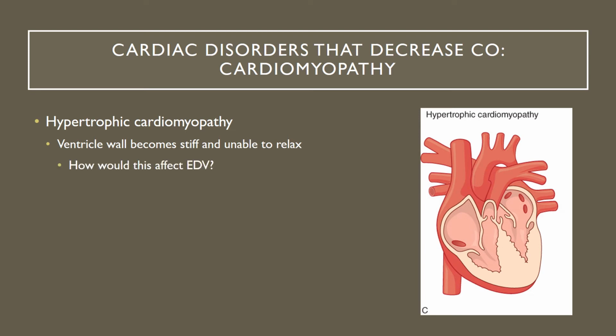So if the ventricular wall is stiff, how is this going to affect end diastolic function? So this is end diastolic volume. This is the volume at the end of diastole. What is diastole? That is ventricular relaxation. So we would expect end diastolic volume to decrease because the ventricular walls don't relax. They don't go back to their normal shape. This is going to end up reducing stroke volume and ultimately reducing cardiac output.